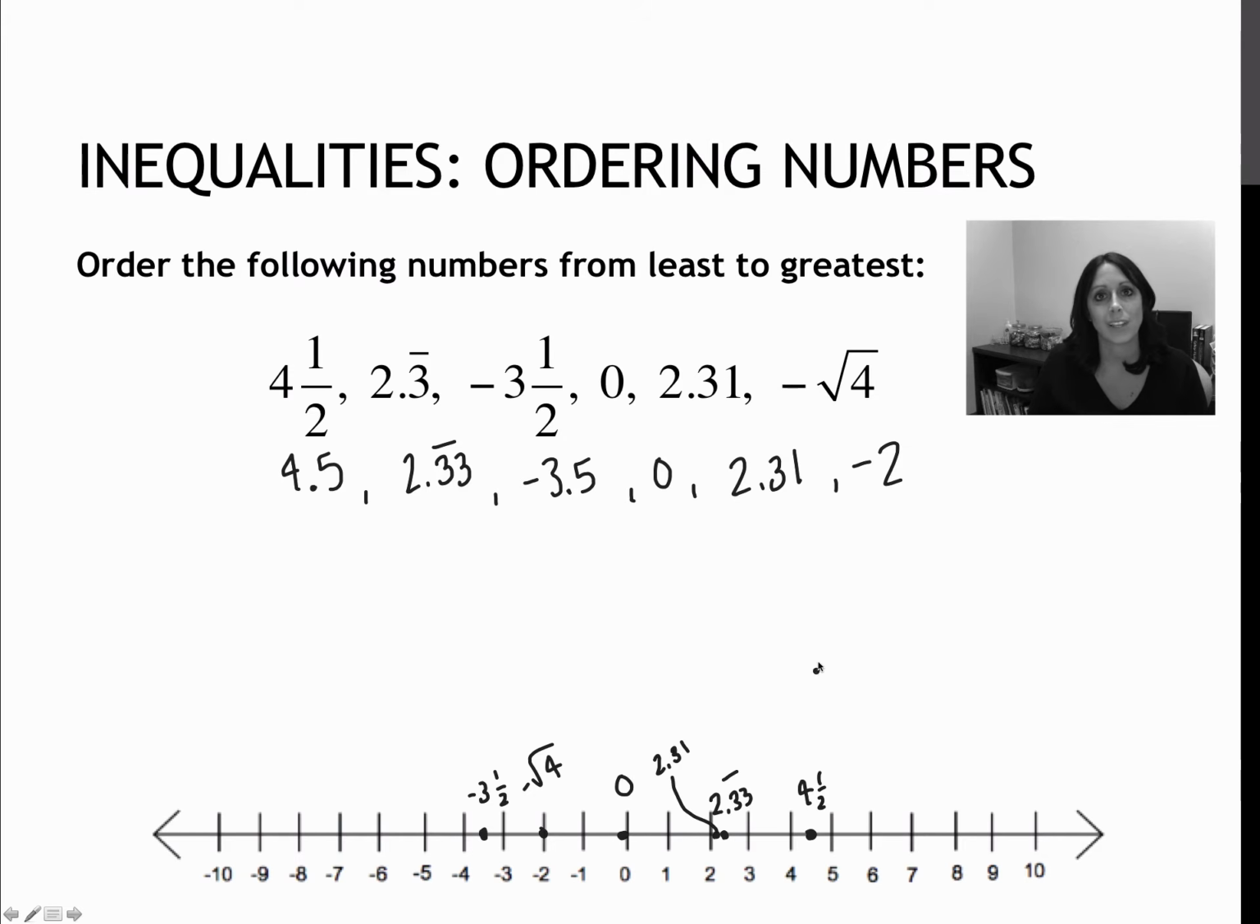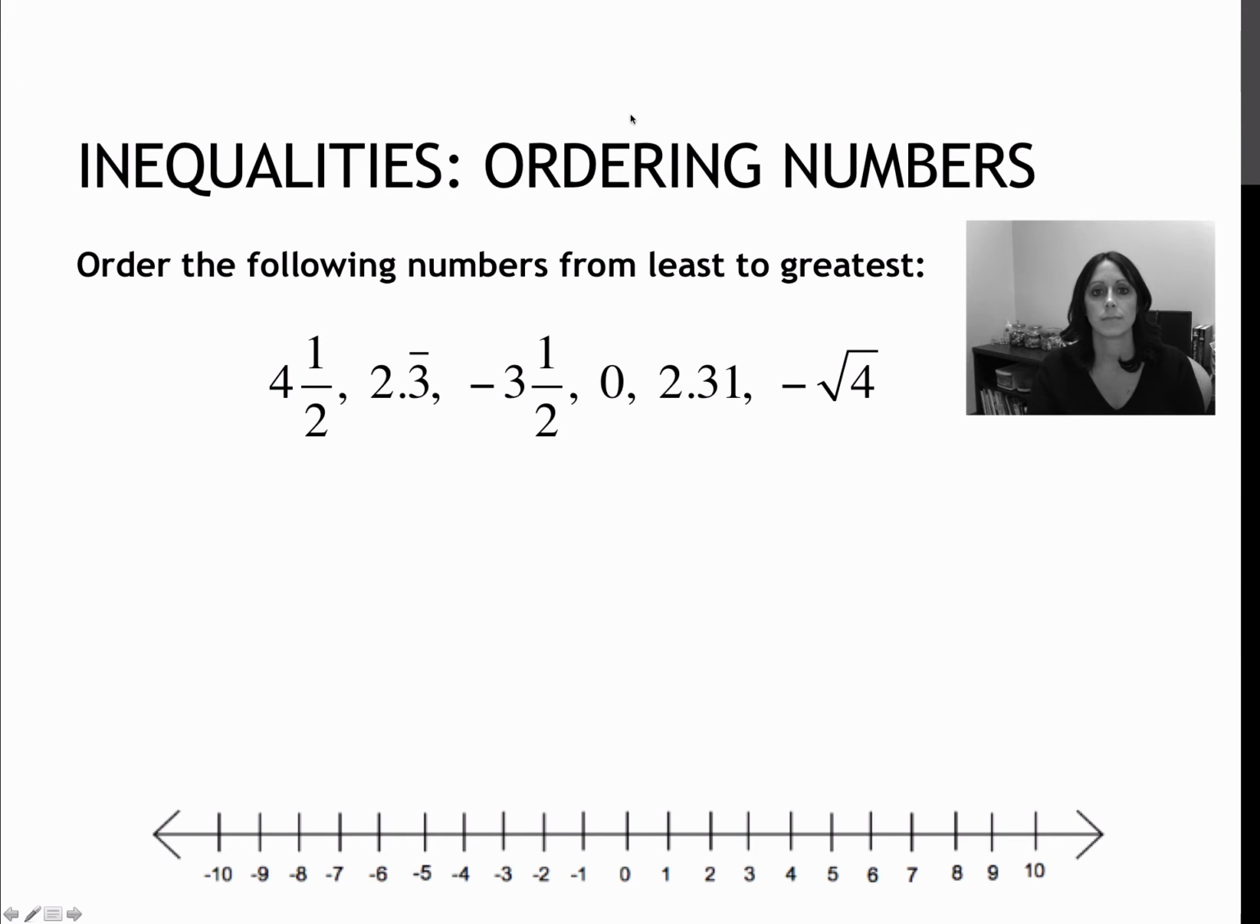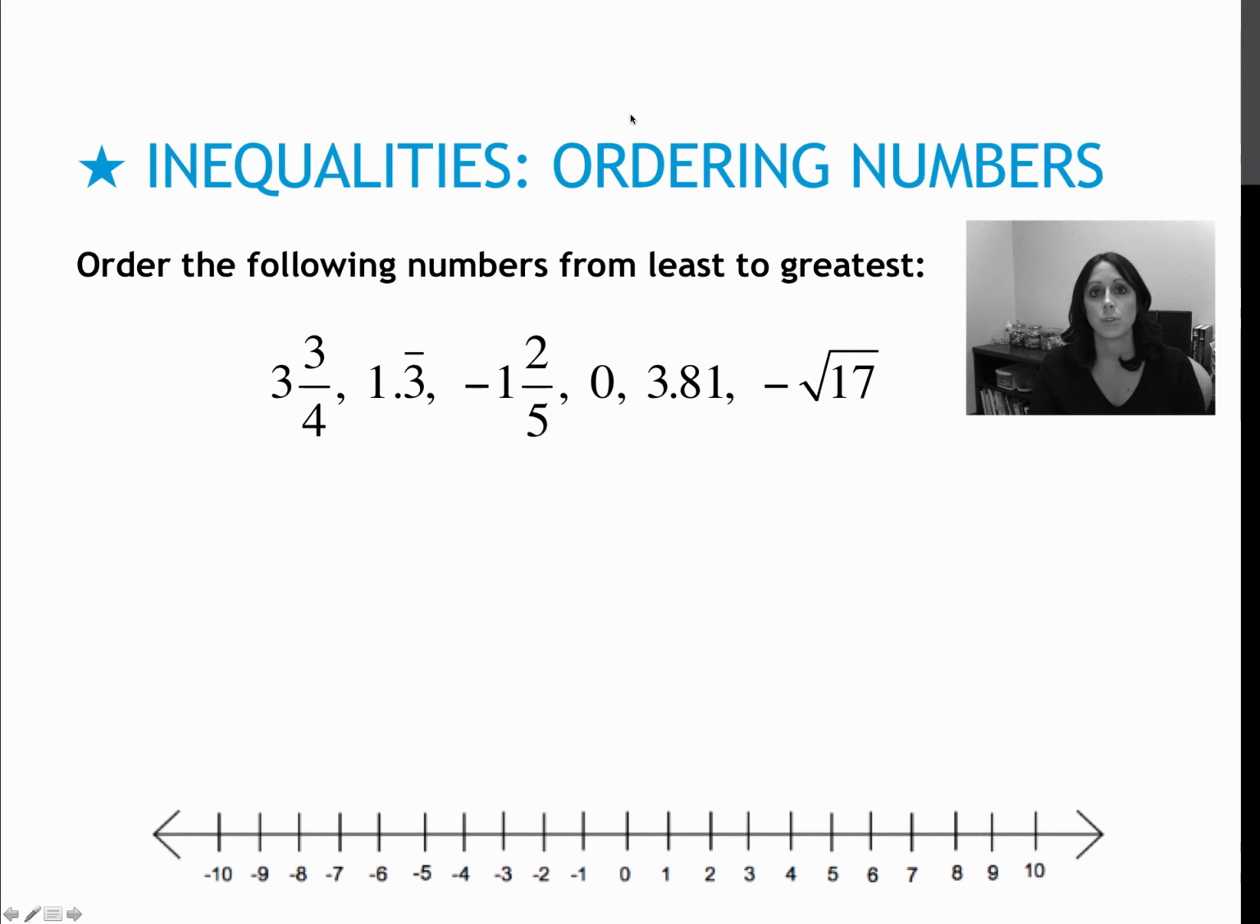So then if I'm ordering them, I can write them just like that. Negative 3.5, negative radical 4, 0, 2.31, 2.3 repeating, and 4 1/2. One for you to try on your own, and then press play and see how you did.